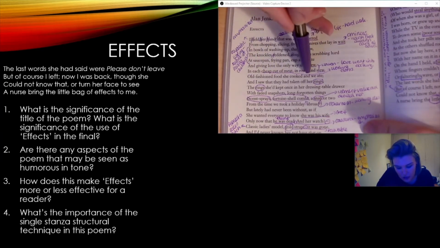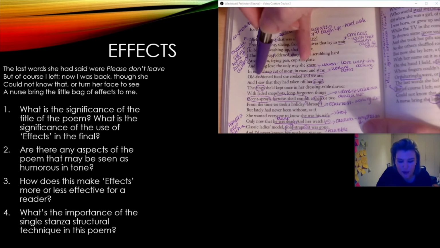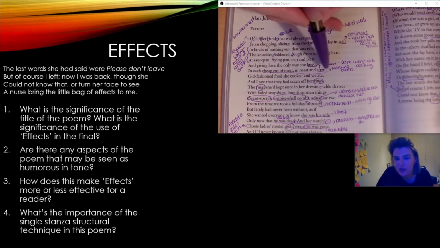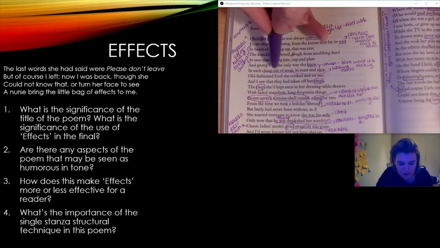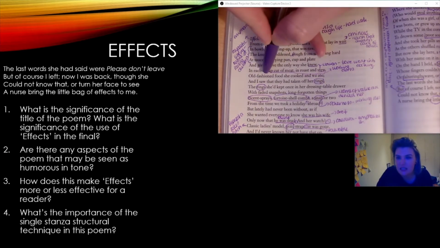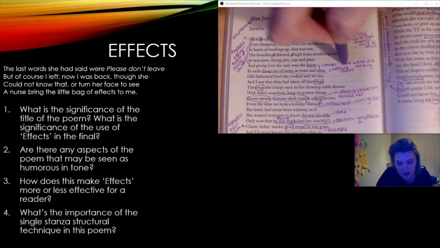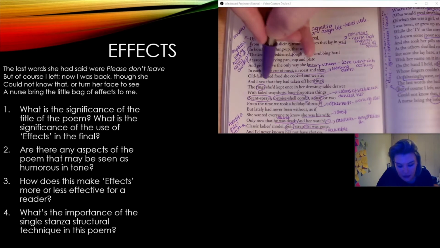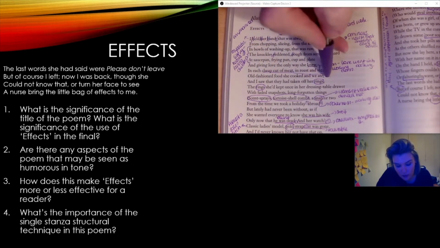"Old-fashioned food she cooked and we ate." So it's quite an archaic link back there, this idea of roasts and stew and the cheap cuts of meat all creates this very old-fashioned idea, and again maybe linking back to this working class upbringing of the poet. "And I saw that they had taken off her rings."